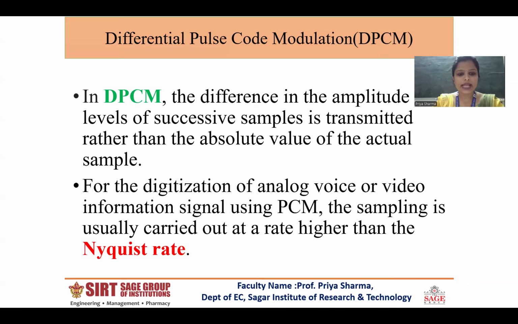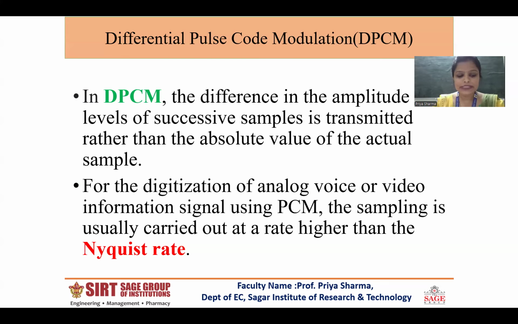If the difference in the amplitude levels of successive samples is transmitted rather than the absolute value of the actual sample, it is known as differential pulse code modulation. For the digitization of analog voice or video information signals using pulse code modulation, the sampling is usually carried out at a rate higher than the Nyquist rate. It is observed that the resulting sampled signal does not change much from one sample value to the adjacent one. In other words, adjacent samples carry the same information with a little difference, resulting in redundant information.